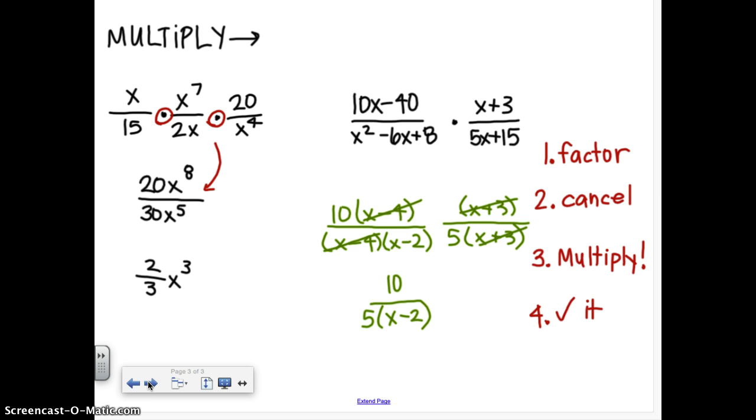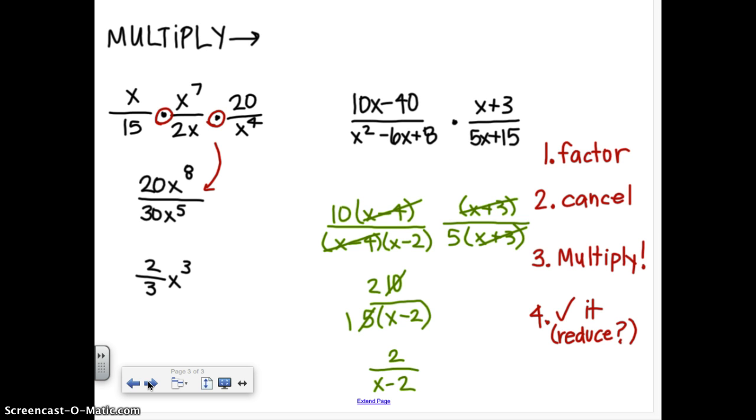Can it reduce more? Is there a way to reduce it more? And yeah, here we do, right? We have 10 and 5. Well, 10 and 5 becomes 2 over 1 when you divide both by 5. So we get 2 over x minus 2.